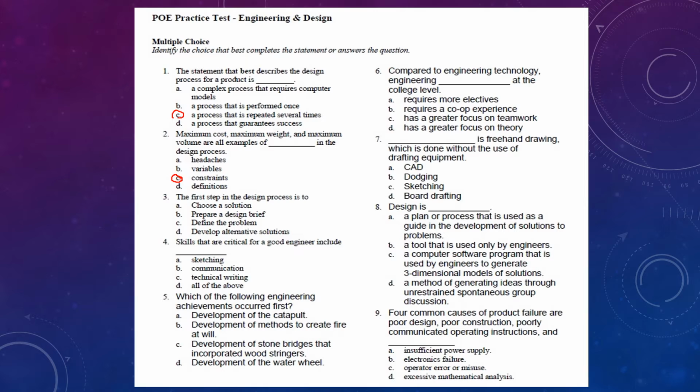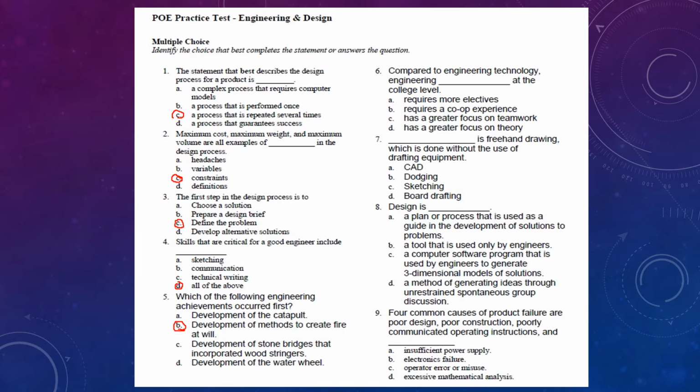Number 3, the first step in the design process is always going to be to define the problem. 4, skills that are critical for good engineers, all of them. They need to be able to sketch, communicate, and technical write. Number 5, the first thing is actually creating fire. That's the first engineering achievement. Number 6, engineering versus engineering technology.